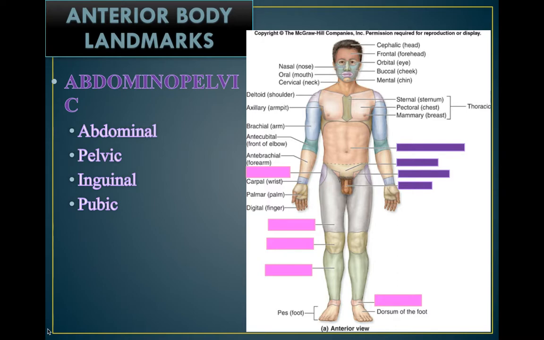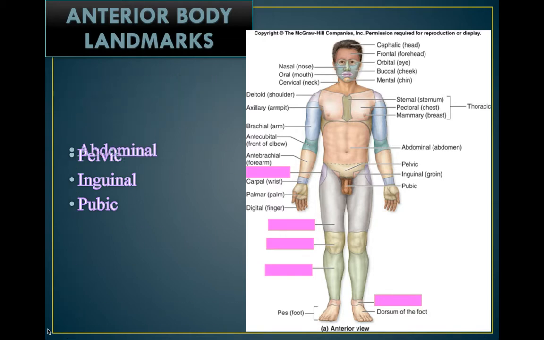Okay, if we go on to the abdominopelvic region, notice the C, we have a couple of terms. We have abdominal, which is your abdomen. We've seen this again with cavities. We have pelvic, which is sort of low abdomen, but just before you hit any external genitalia. Inguinal is the fancy term for your groin. And then pubic is referencing external genitalia. So these are our abdominopelvic landmarks.